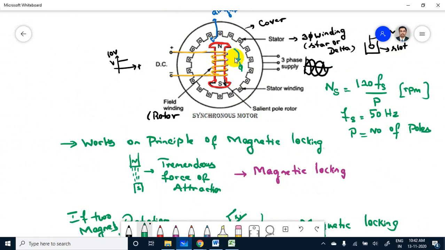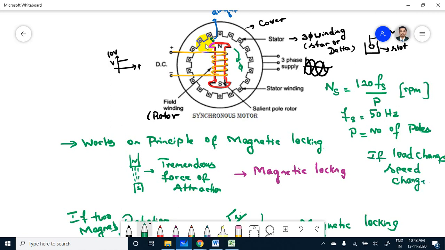If these poles are rotating in the same direction, at that time we can measure the speed. Because a synchronous machine has a constant speed, if you want to change the speed, we have to change the load. If the load changes, then the speed will change. But a synchronous machine will be at constant speed.